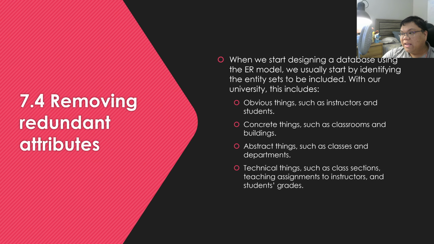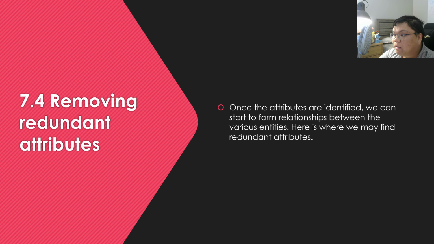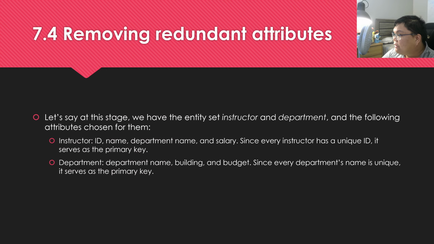When we start designing a database using the ER model, we usually start by identifying the entity sets to be included. Once we identify those entity sets, we must also decide on which attributes to include for each entity type. Once we identify all those attributes, we can start to form relationships between the various entities, and it's here that we might find redundant attributes.